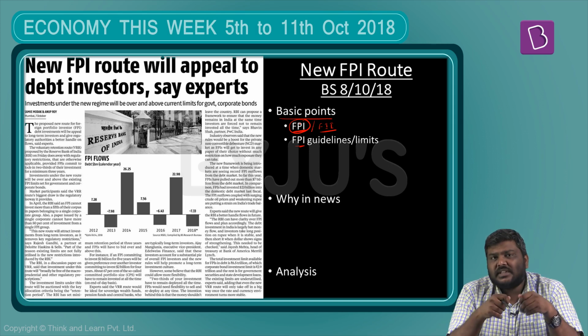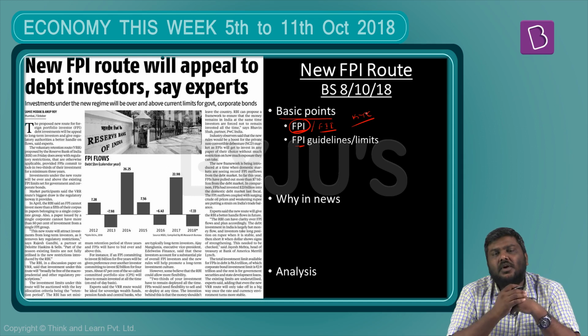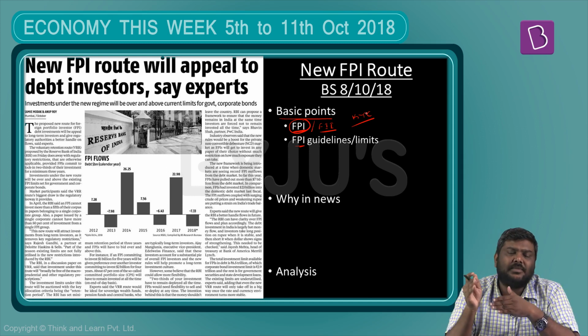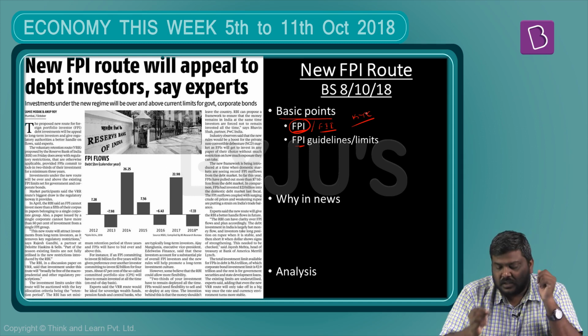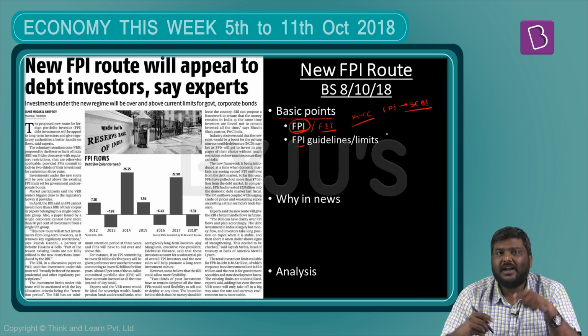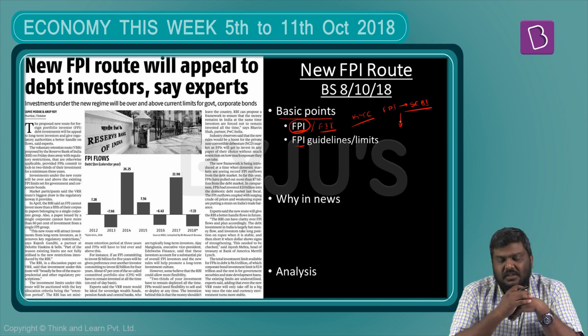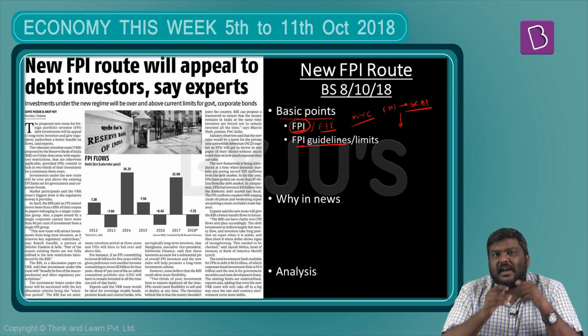Now, whenever a foreign institution comes into India, it has to abide by KYC guidelines, or know your client, know your customer guidelines, wherein this FPI has to approach SEBI and get registered under SEBI, and only then will it be allowed to invest in the stock market. Now, what are the different FPI guidelines?